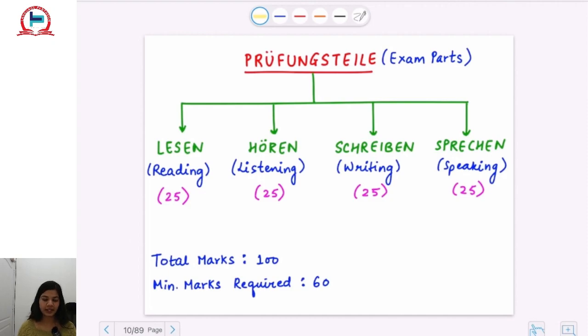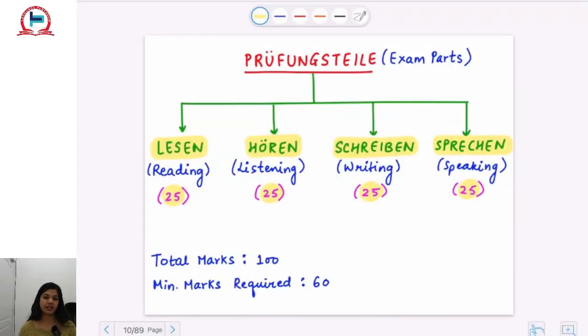So in A1, there are four Prüfungsteile: lesen, reading, hören, listening, schreiben, writing, and sprechen, speaking. And each part is for 25 marks.